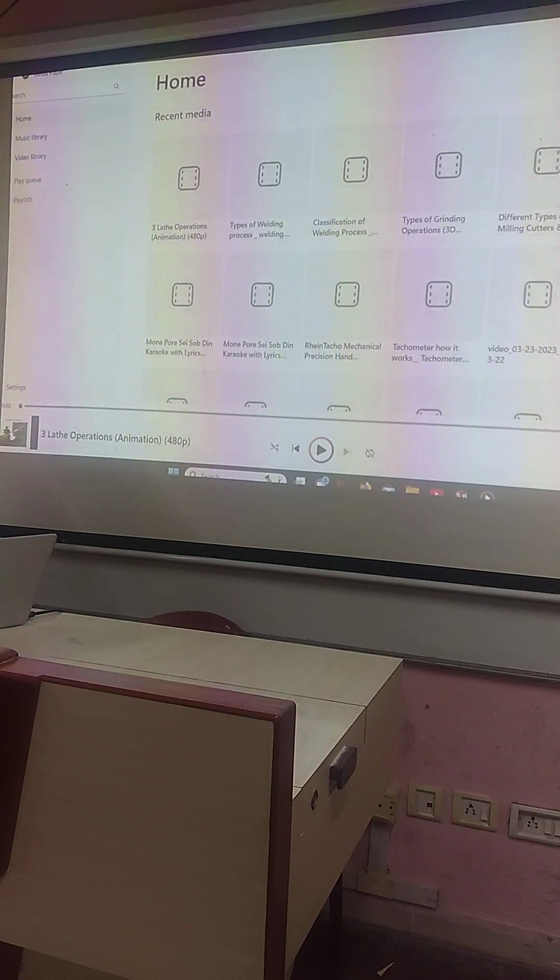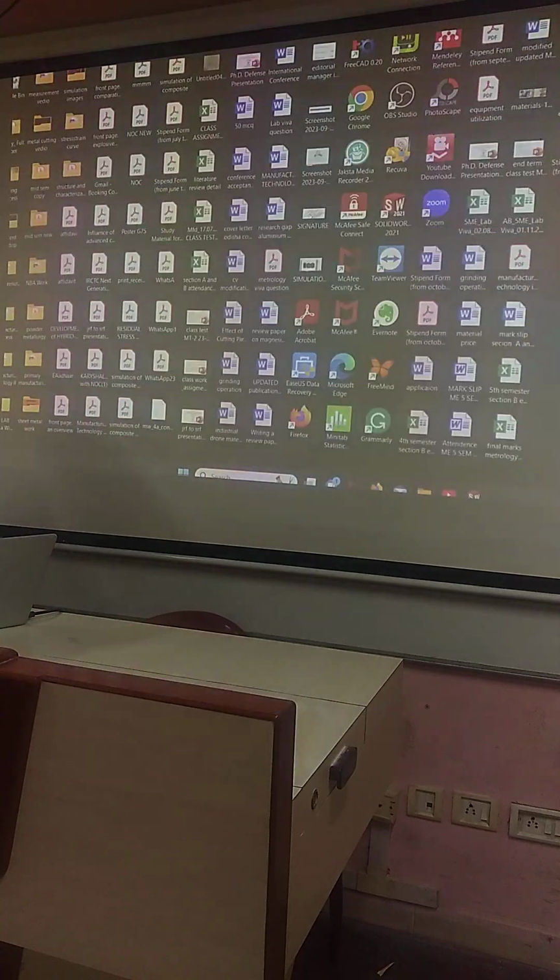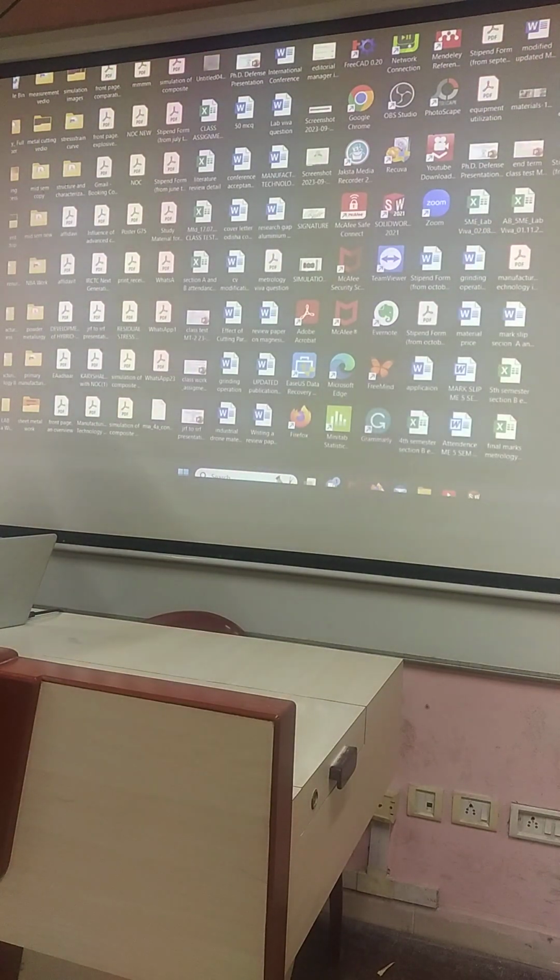operation, we can perform the different types of operation on the lathe machine. Next is the milling machine. What is the importance of the milling machine? Then, by using the slide, we can know what are the functions we can do on the milling machine.